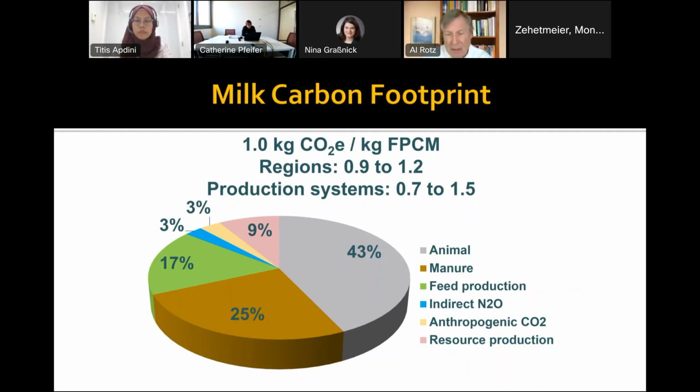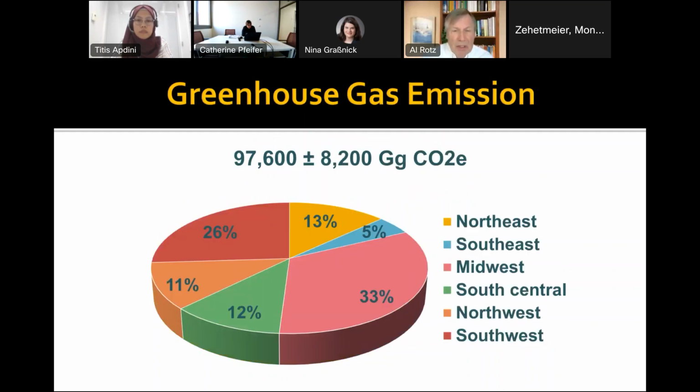The largest portion of the emissions is from enteric emissions of the animal. Another 25% is from manure, and 17% comes from feed production. That's basically N2O emission from the fields that are producing feeds for the animals and so forth. So when we total that across the United States, it's a little under 100,000 gigagrams of CO2 equivalent. And you can see it's distributed across the regions, pretty much in proportion to the number of animals and the amount of milk produced in each region.